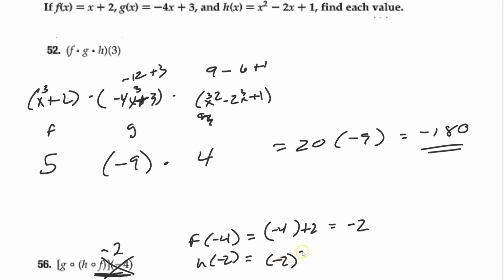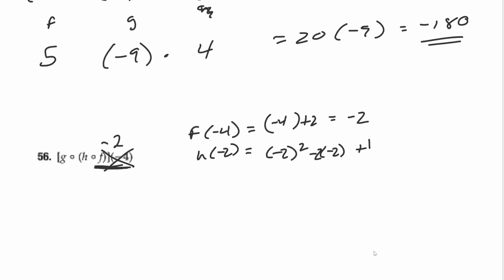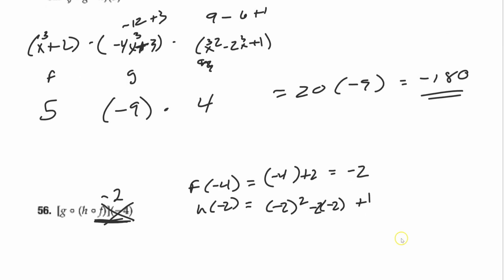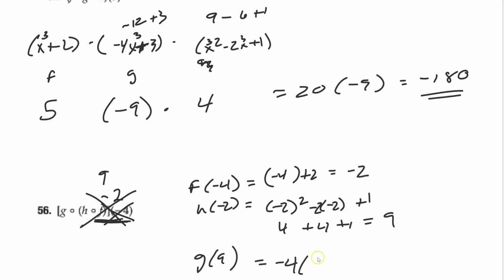So negative 2 squared minus 2 times negative 2 plus 1. Which is going to be 4 plus 4 plus 1, so I get 9. So all of this is done. Now it's just g of 9, and g is this equation. So negative 4 times 9 plus 3, negative 36 plus 3, negative 33 is my answer. All this is just negative 33. That's the lesson.